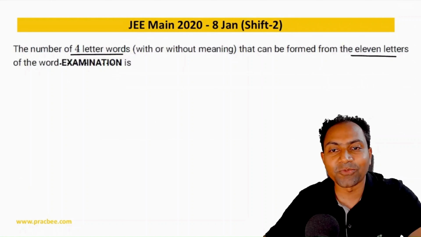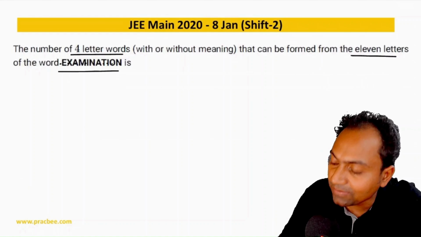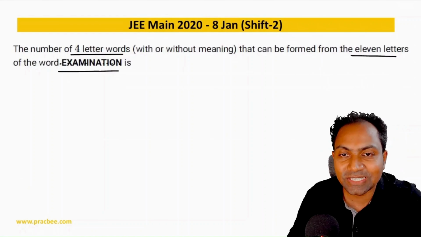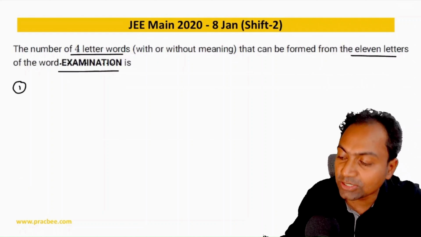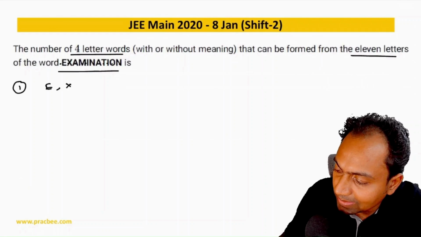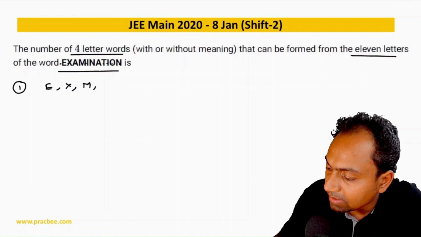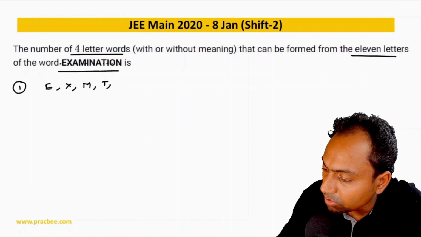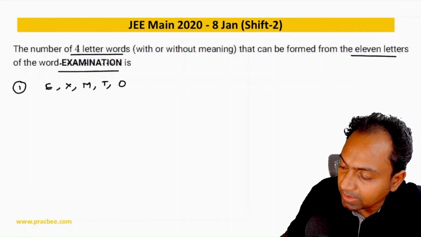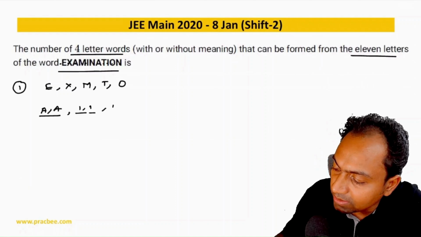So in this 2020 question, what they want us to do is to make a 4-letter word using any of these 11 letters of the word examination. So the first step in such a question is to understand the nature of the letters involved. If you look into this, E is coming only once, X is coming only once, M is coming only once, T is coming only once, and O is also coming only once. But if I look into A, it is coming twice. If I look into I, it comes twice. And if I look into N, it also comes twice.